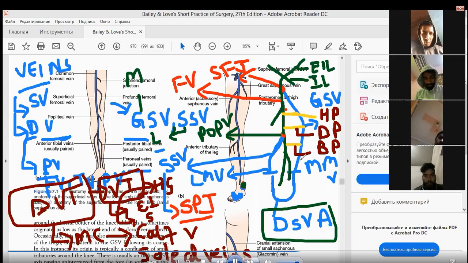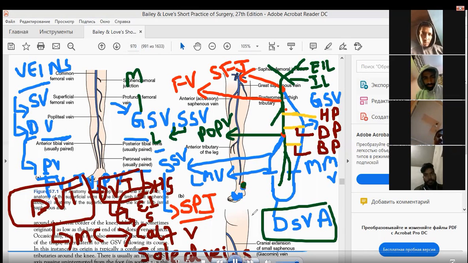Normally what happens? Superficial veins throw the blood into your deep veins. Deep veins have muscles. These muscles will pump and throw the blood upward. So here you have muscles present. These muscles will contract the deep veins, and they will throw the blood against gravity into your femoral vein, then into the external iliac vein, and then into your inferior vena cava.